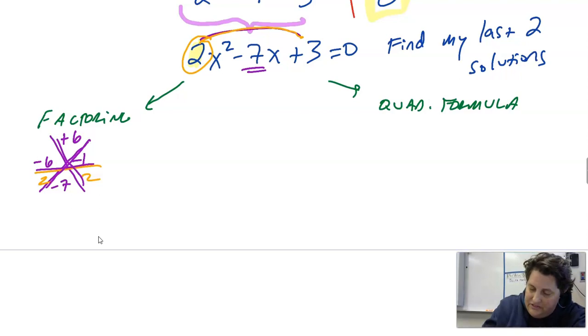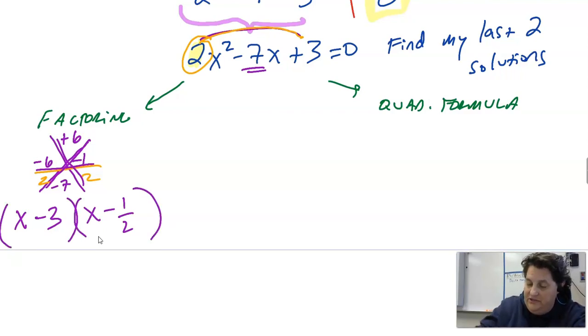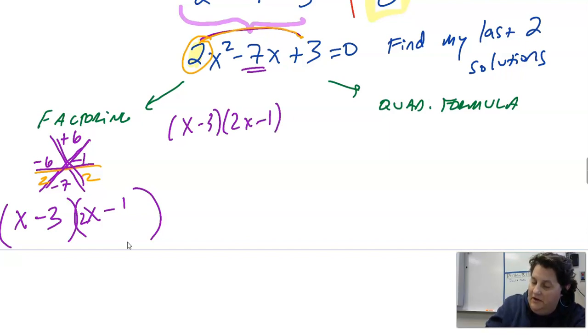Well, look, guys, 6 over 2, that's 3. 1 over 2, that's 1/2. We're really super duper close to the answer, but there's one thing we have to do. I sometimes call this bottoms up. Anything left on the bottom comes up right there. So instead of it being x minus 1/2, it's 2x minus 1. So this is what this equation would factor to. It factors to x minus 3, 2x minus 1.